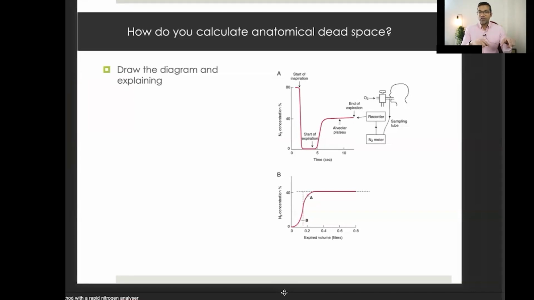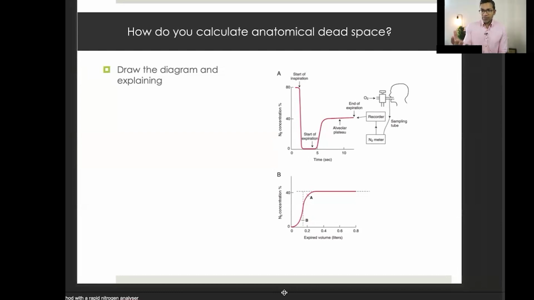So you can see that the end alveolar part of your breath, or the end tidal part of your breath, which represents alveolar gas, still has nitrogen. That's the whole purpose: you're not completely nitrogenating this. They often ask how you would construct this.